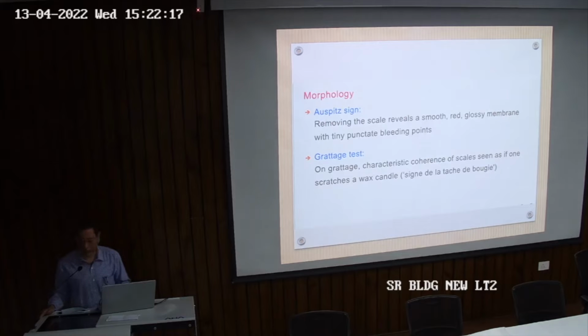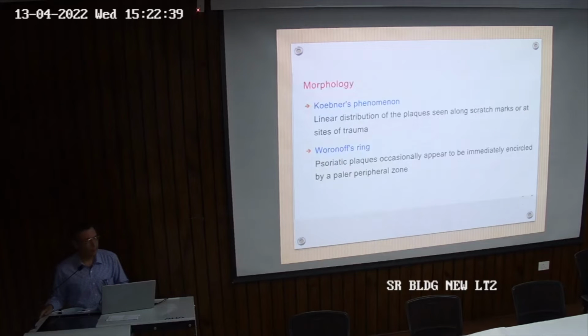There is the grattage sign. It is a characteristic coherence of scale, seen as if one scratches a wax candle. When you scratch a wax candle, the wax is heaped up at one part of the area. Similarly, in this lesion, if you scratch, all the scales are heaped up at one part of the lesion. The Koebner phenomenon we already discussed. Woronoff's ring is a hypopigmented appearance around the lesion.